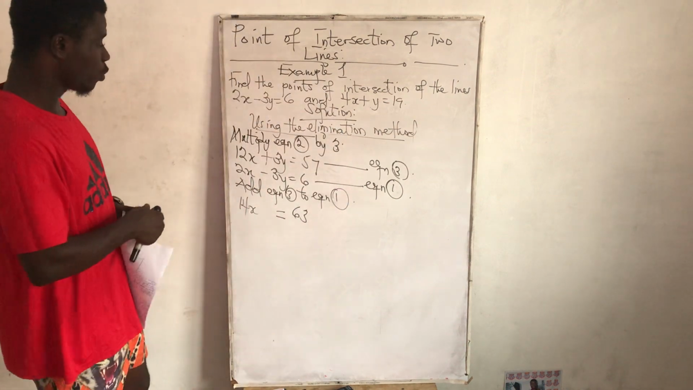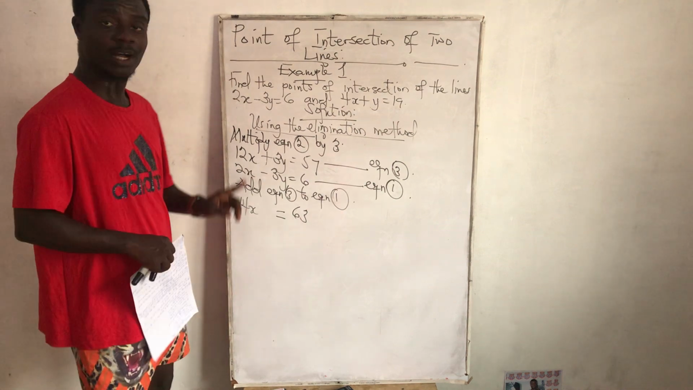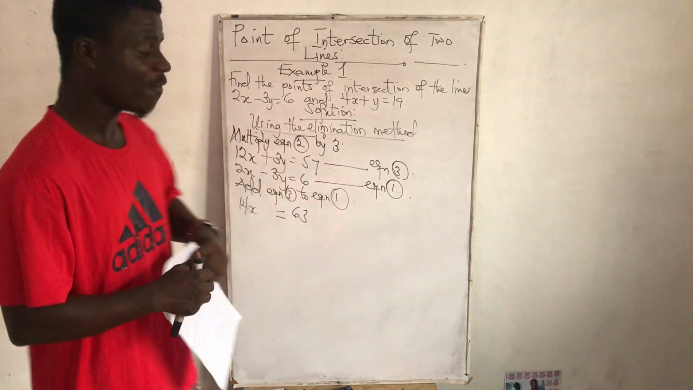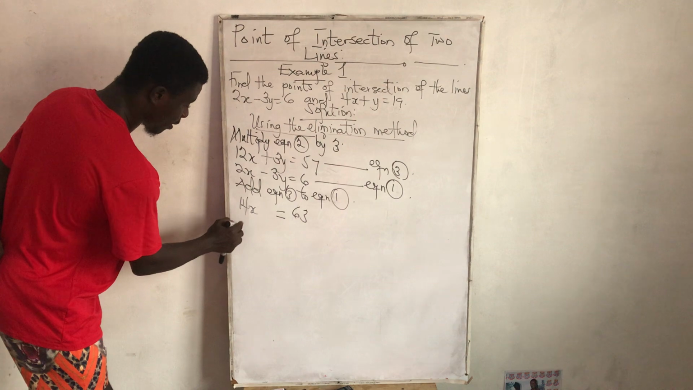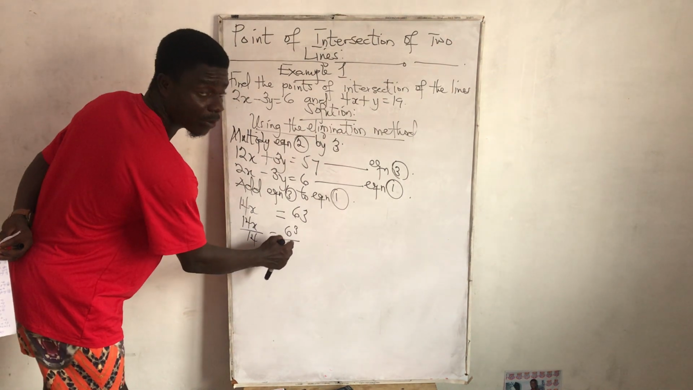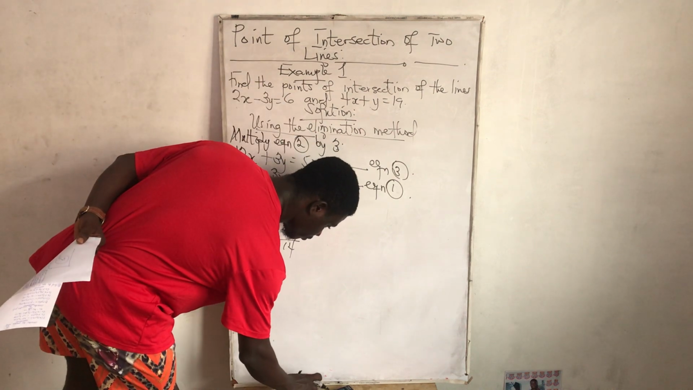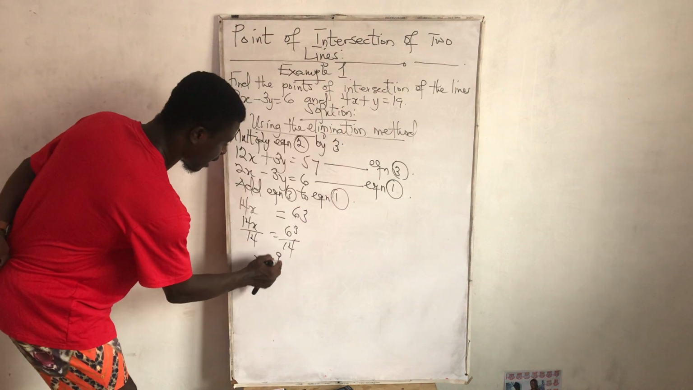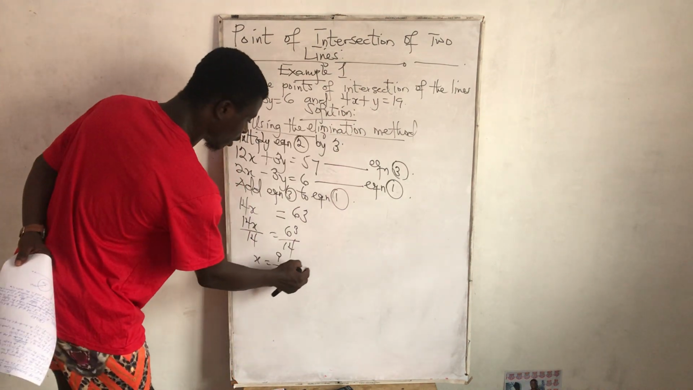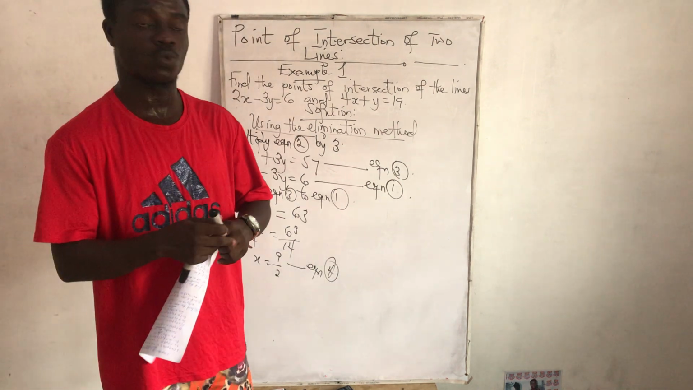Alright, so now we want the coefficient of x. We want the value of x. So we have to divide both sides by the coefficient of x, which is 14. So now here, 14x on 14 must be equal to 63 on 14. So x must be equal to 9 on 2. So now we can label this one as equation 4.